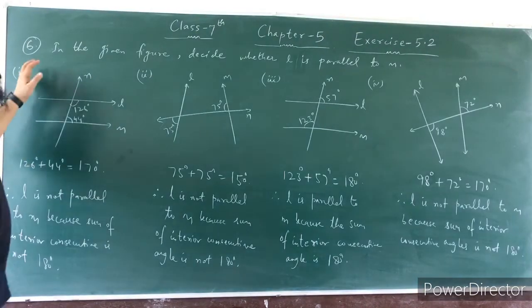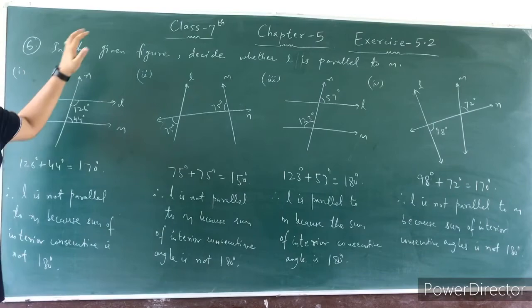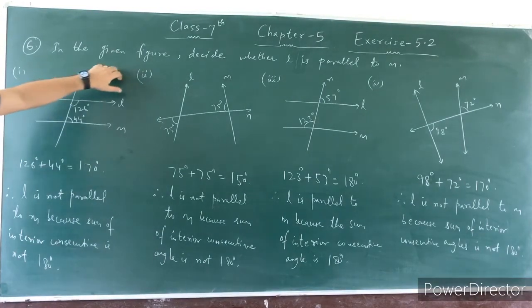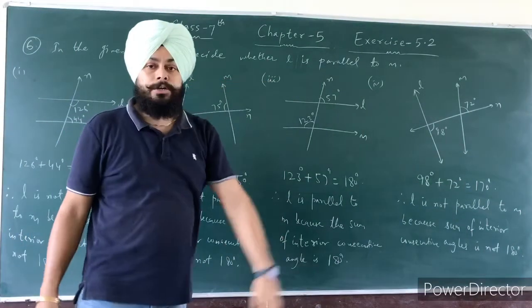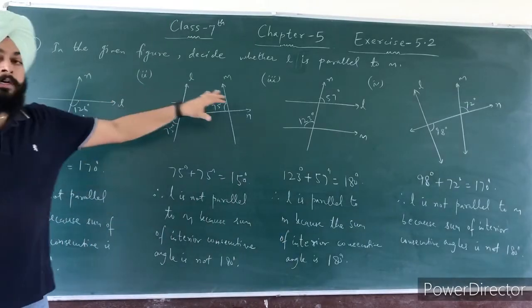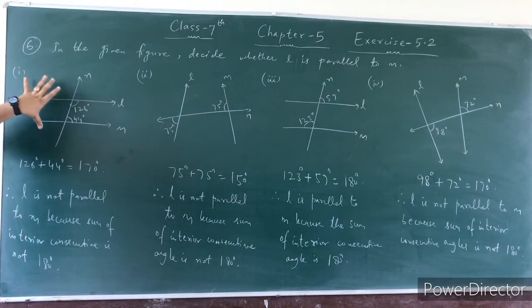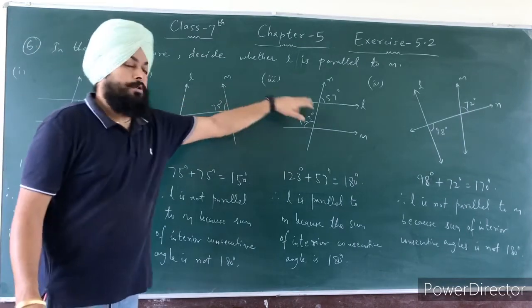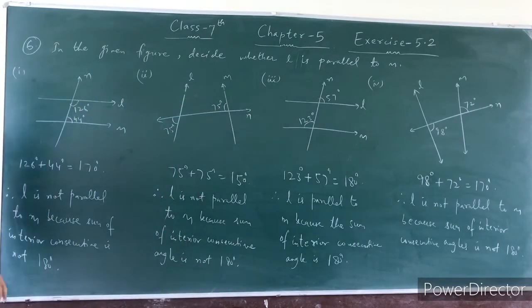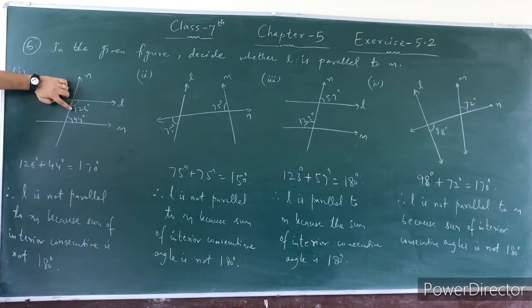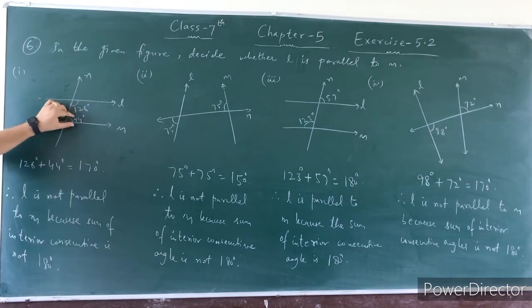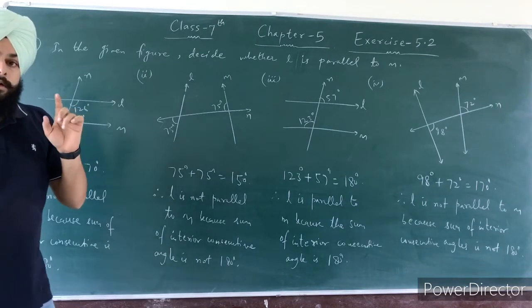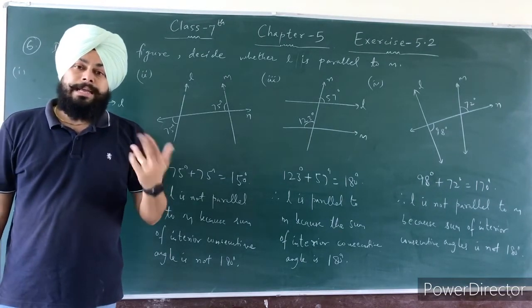So next, this is your last question number 6 of exercise 5.2. The question is, in the given figure, decide whether L is parallel to M. So there are 4 parts. So we have to check whether this line L is parallel to M or not. So the first one, you can see here measure of angle, this one is 126 and the measure of this angle is 44 degree.